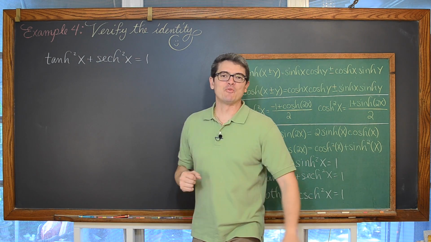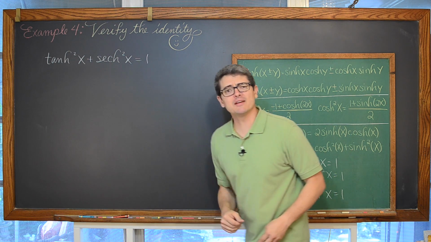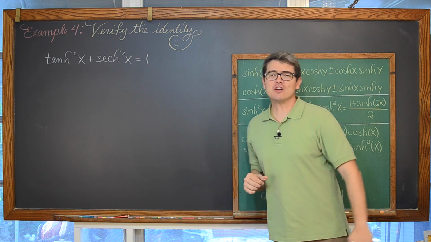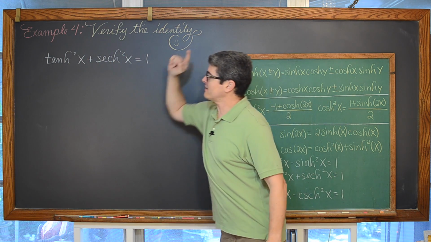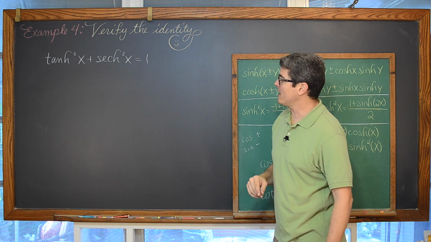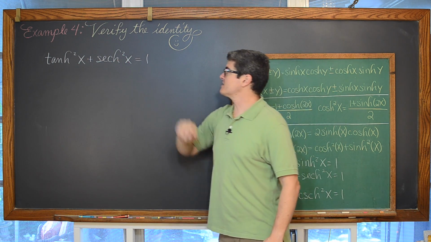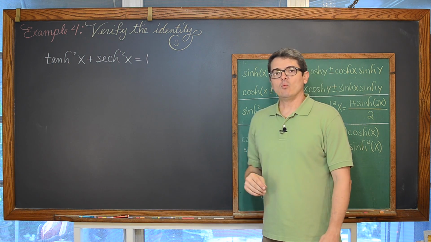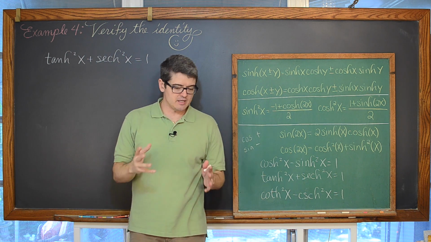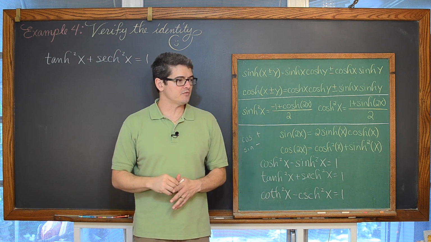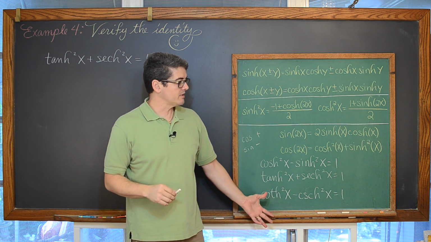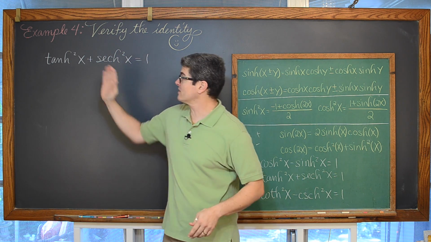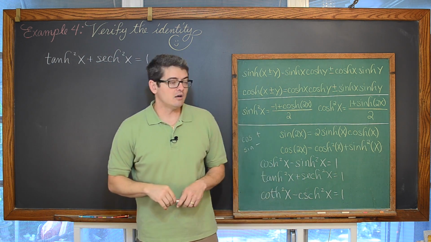Bam! Example 4. Proofs. Love them in trig. I'm sure we're going to love them in hyperbolic functions. With the hyperbolic functions, verify the identity. We're going to verify that the hyperbolic tangent of x squared plus the hyperbolic secant of x squared is equal to 1. Okay, well, just like we did in trigonometry when doing our trig proofs, we look at our list of identities and see if any of these hyperbolic identities can help us match the left-hand side to the right-hand side of our identity.